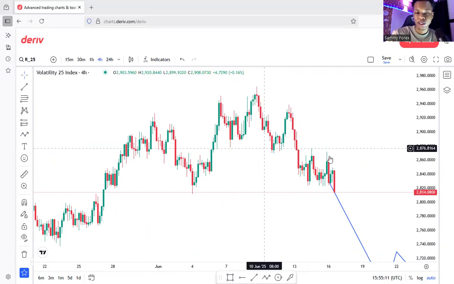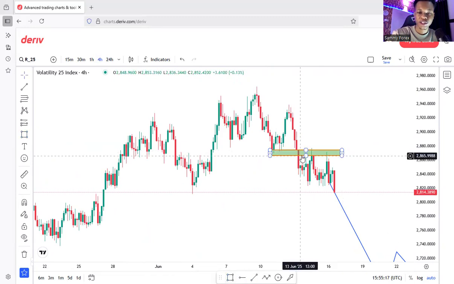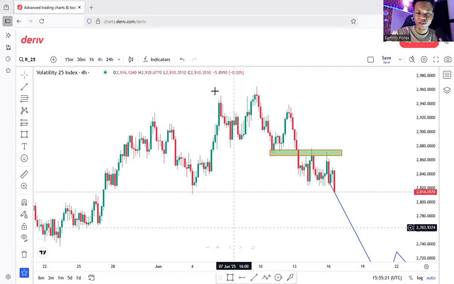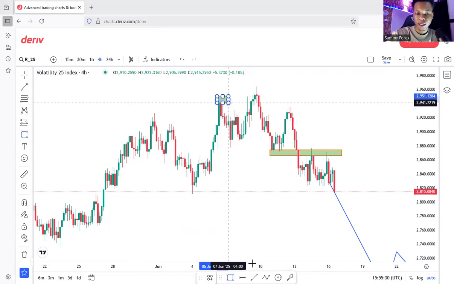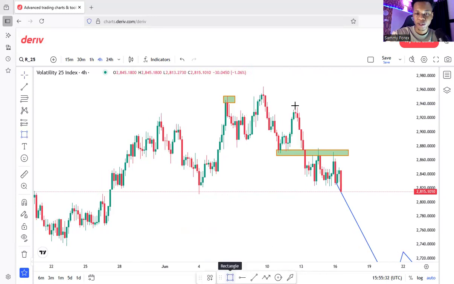Breaking out this lower key level zone here, you see the retracement level price gave us after creating what? A head and shoulders pattern. This is the first shoulder that price gave us. And this is the second shoulder that price gave us. And this is a head that price gave us, for those of us that can't identify it in the market.